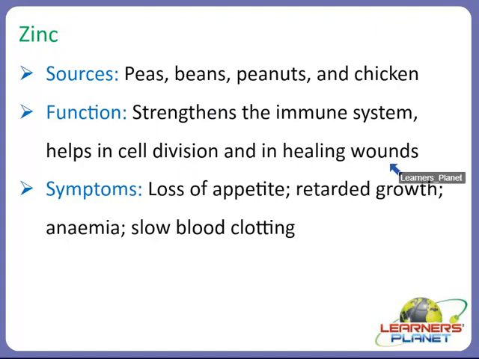But there is no specific or particular deficiency disease, right? Because there is no particular deficiency disease which is caused due to the lack of zinc. But the symptoms which occur due to the lack of zinc in our body are that loss of appetite takes place, retarded growth takes place, anemia takes place, and slow blood clotting takes place, right? So zinc is also very much important, right? Let's move on to the last mineral.